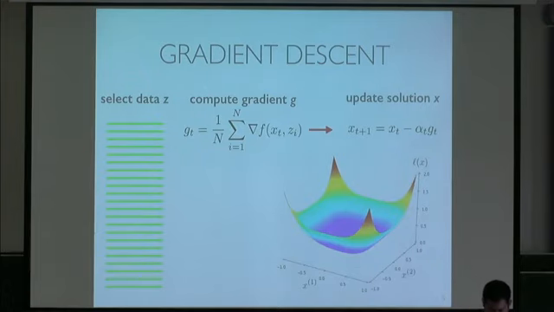So to solve these sorts of minimization problems, a simple approach would be to just use gradient descent. So you could compute the gradient of this loss function. That requires computing the gradient with respect to each of these individual data terms and then averaging all of those gradients together. That gives us the gradient of the combined loss function.